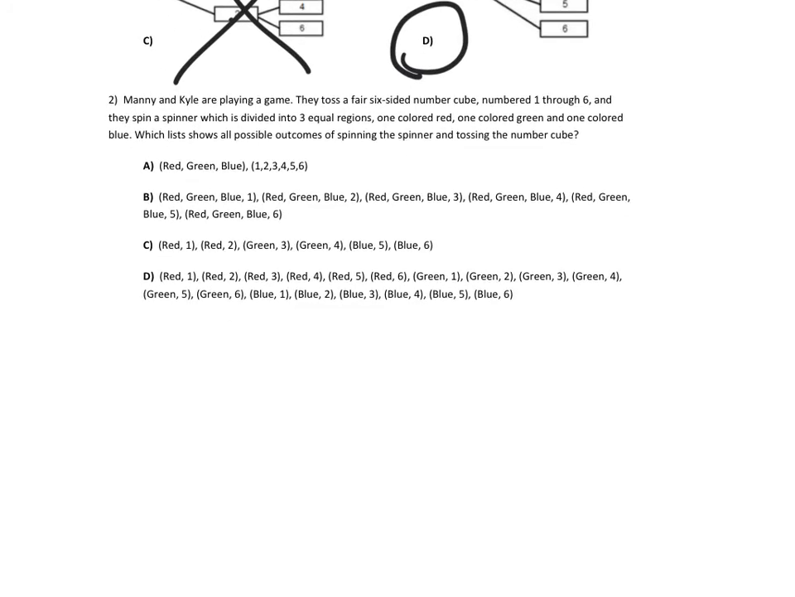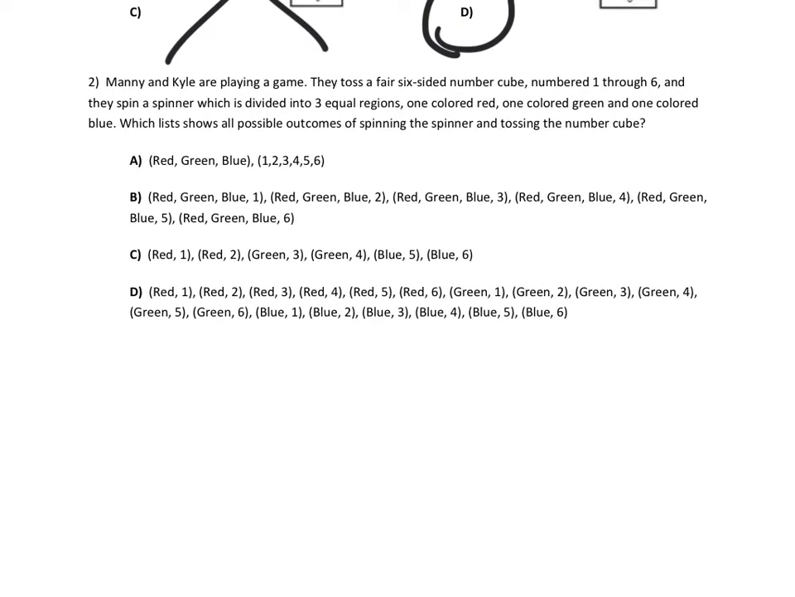Number 2, Manny and Kyle are playing a game. They toss a fair 6-sided number cube, numbered 1 through 6, and they spin a spinner which is divided into 3 equal regions, 1 colored red, 1 green, and 1 colored blue. Which lists all the possible outcomes of spinning a spinner and tossing the number cube? On something like this, I, myself, would list the possible outcomes myself and then find an answer that matches. So, like, I would start with the colors because there's a smaller amount of them.